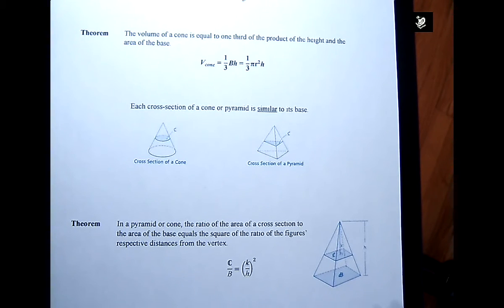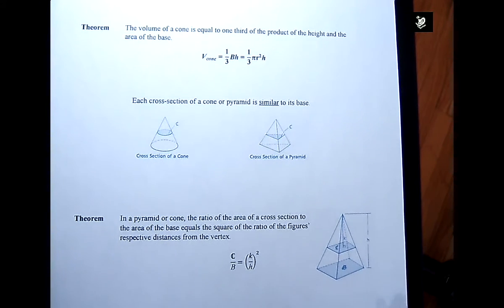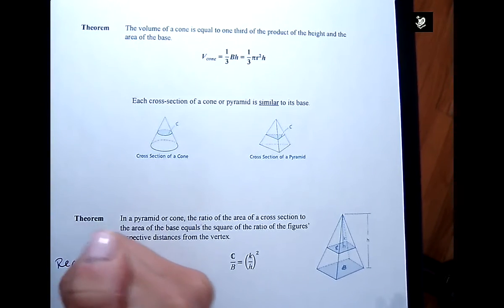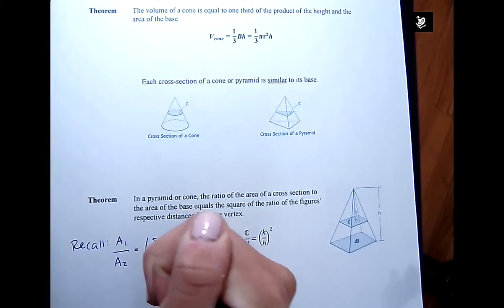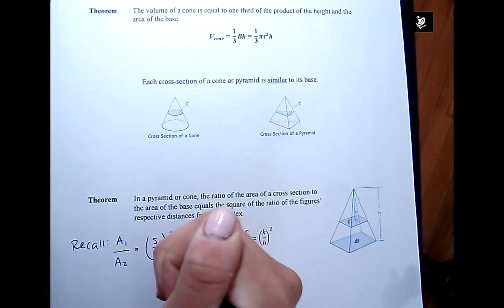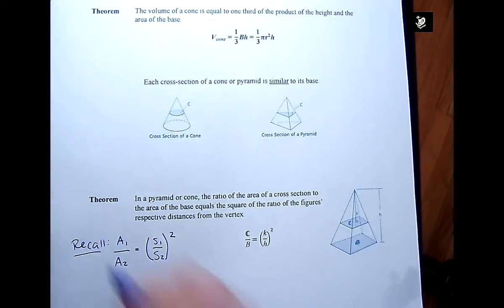So what ends up happening is you get this theorem. In a pyramid or a cone, the ratio of the area of a cross section to the area of its base is equal to the square of the ratio of the figure's respective distances from the vertex. That's a mouthful. But this probably looks very similar to a formula that you used in previous weeks. If you remember, you did the similar figure theorem where you would compare the areas of two figures. The area of one figure to the area of the other is equal to the side of the one divided by the side of the other, squared. So these two formulas look very familiar to each other.